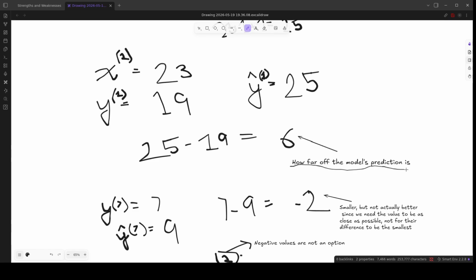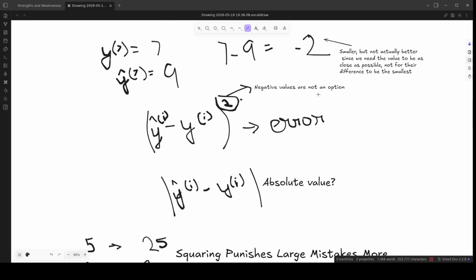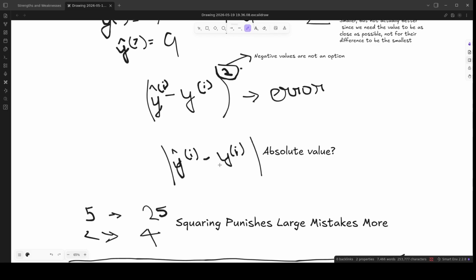But the problem with that is, in the cost function we want to minimize that error, how far off the model's prediction is. But if we get a negative value like -2, which is farther off than 0, the model will still think that -2 is better than 0. So we square the value so that the error always stays positive and negative values are not an option. Here you might think, why don't we use an absolute value? This right here is called the error. y hat i minus yi is the error for the ith training example.